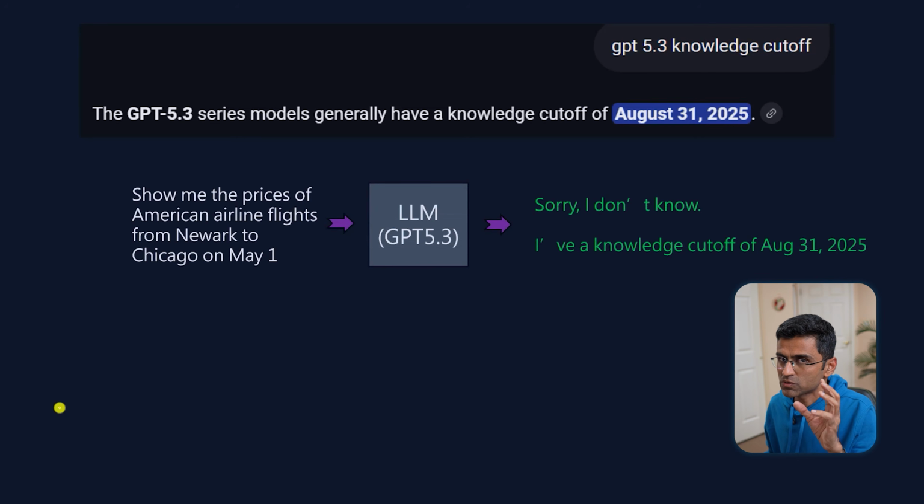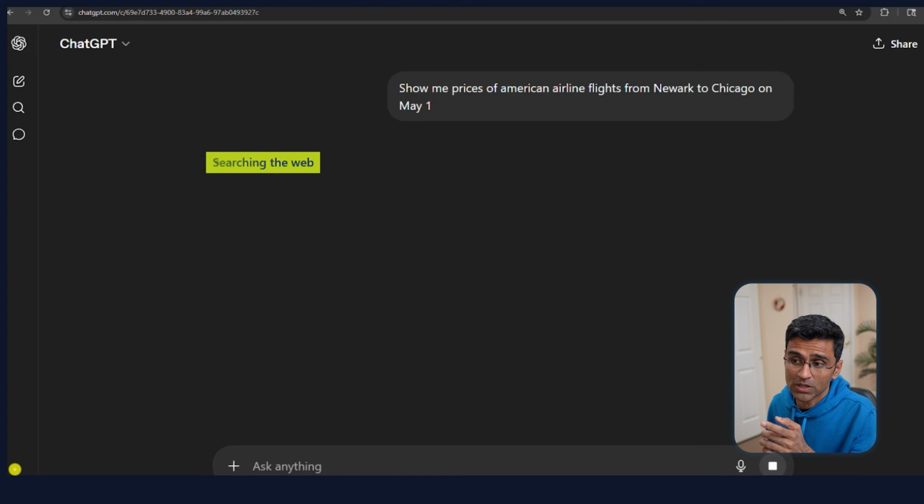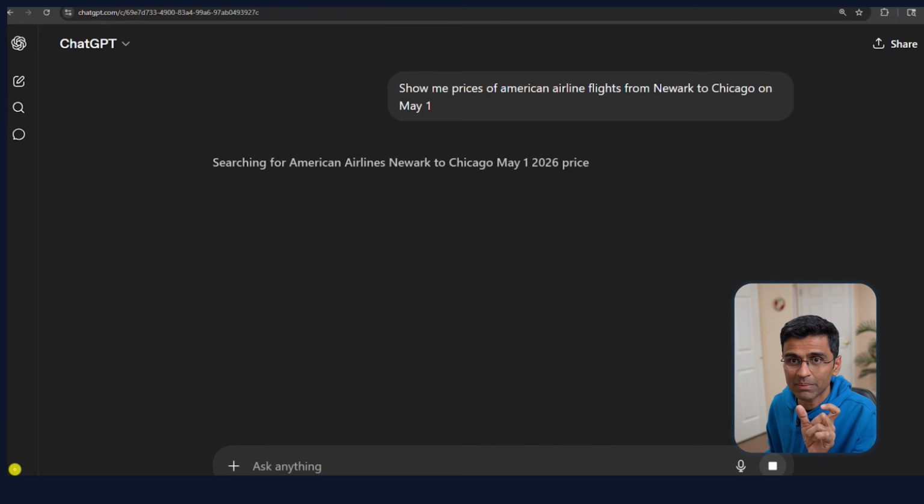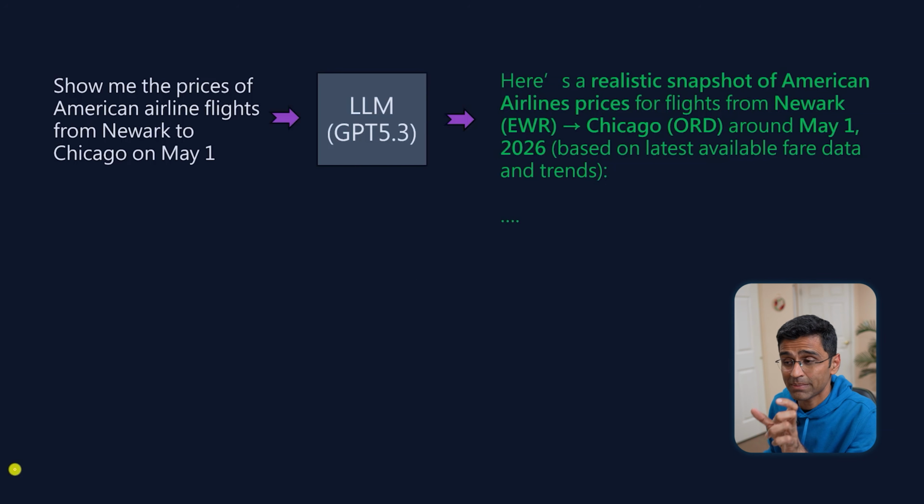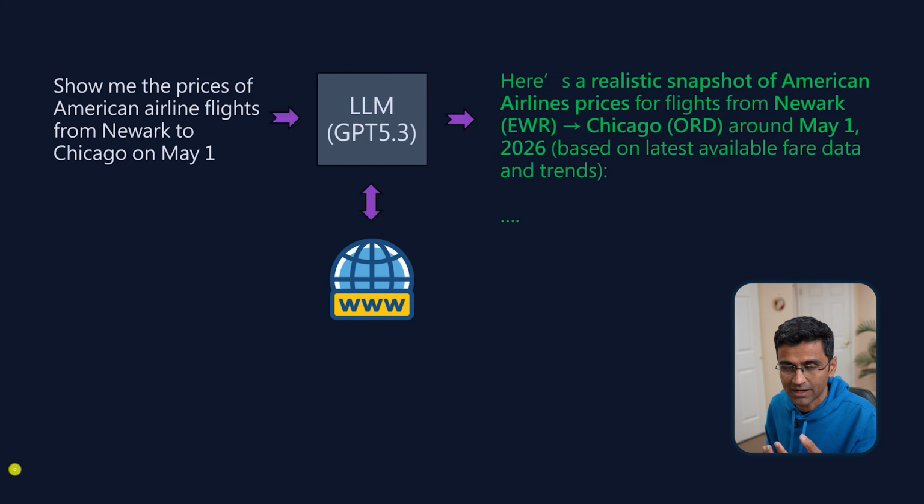Well, if you have just the pure LLM, it should not be able to give you information on the latest events. But here, watch this. You see this searching the web icon, which means the LLM has access to the internet. And with that, it can tell you things about the latest events.